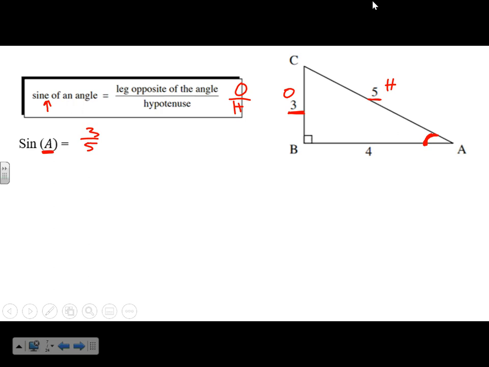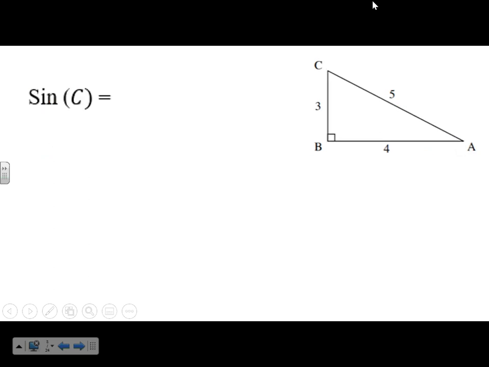So that's usually easier. Now, that's the sine of angle A, but if we would have done the sine of angle C, now all of a sudden we're talking about this one. So now this is the opposite, but again, the hypotenuse is still the same. So the ratio for the sine of C is different because now it's 4 over 5.